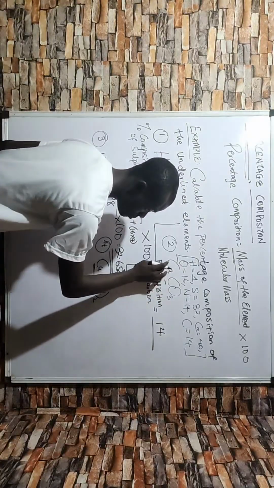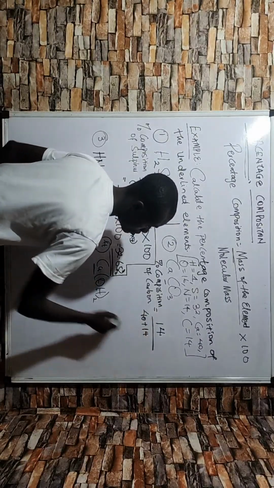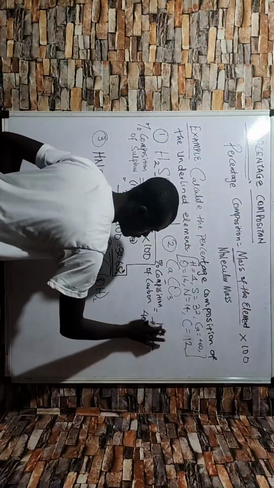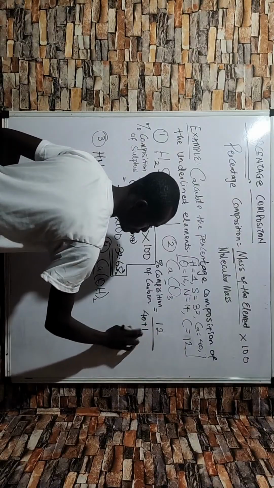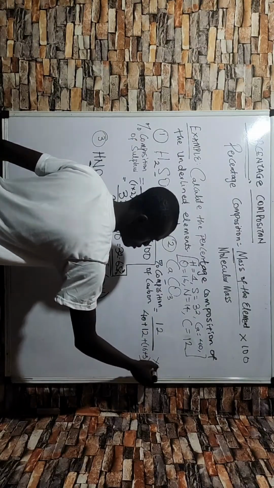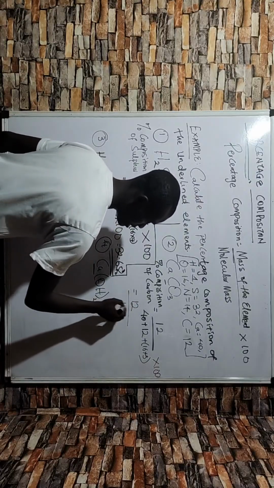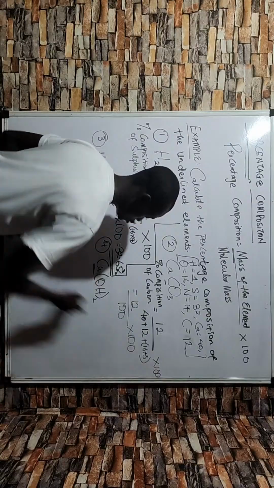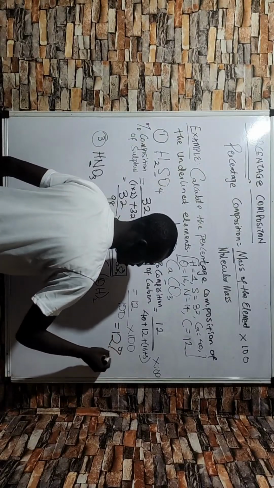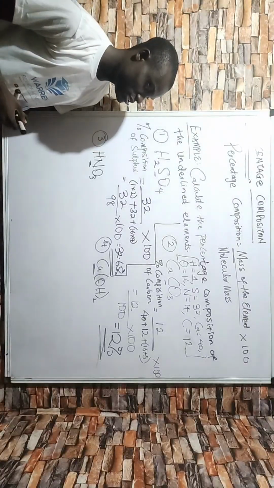Calcium here is 40, carbon is 12, 14 rather. Oh, sorry, this is not 14, this is 12. Carbon is 12, not 14. So plus oxygen is 16 times 3, times 100. This is going to give us 12 over, when you sum this up, you get 100, times 100. When you divide and multiply, you get 12%. So the percentage of carbon in that substance is 12%. I hope that's clear.